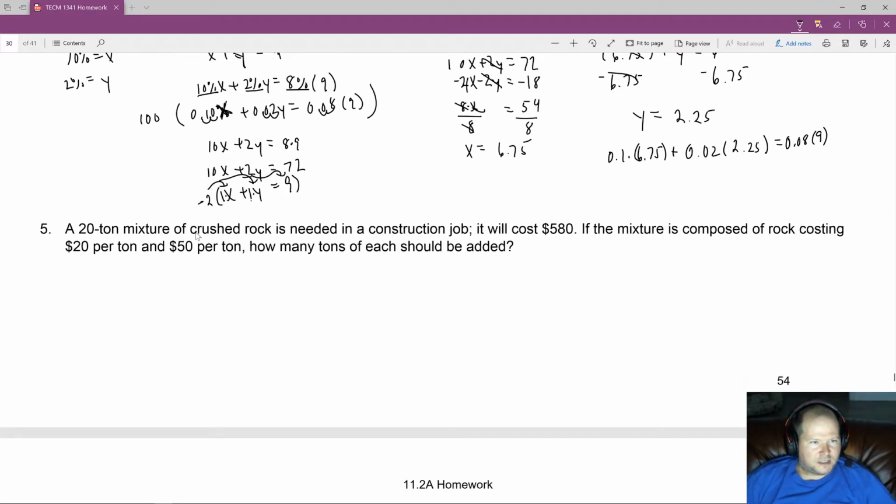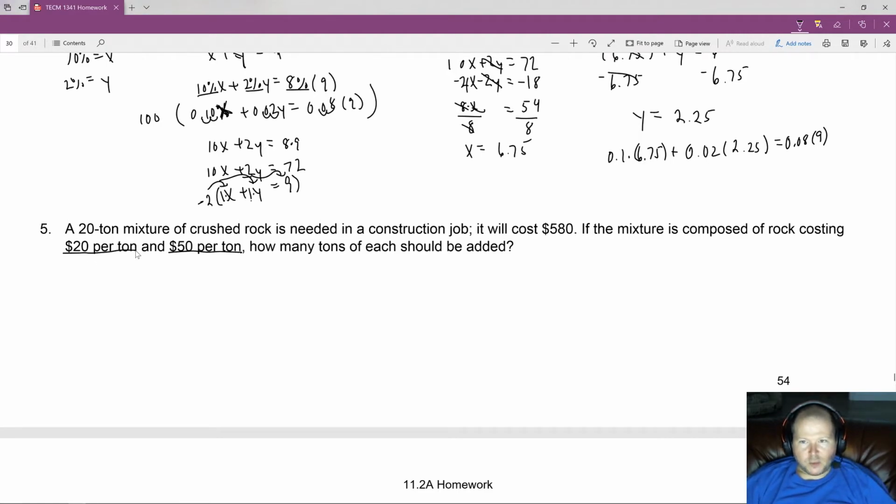So a 20-ton mixture of crushed rock is needed in a construction job. It will cost $580. If the mixture is composed of rock costing $20 per ton and $50 per ton, how many tons of each should be added? So we want a 20-ton mixture of crushed rocks. So there's going to be some that's $20 per ton and some that's going to be $50 per ton.